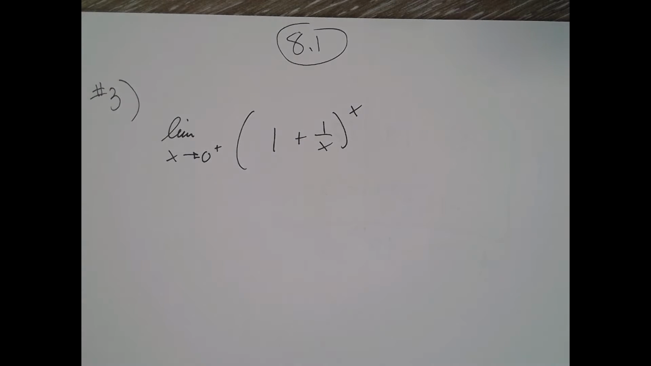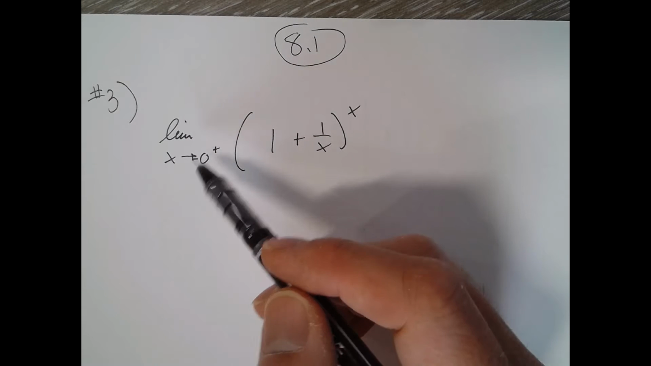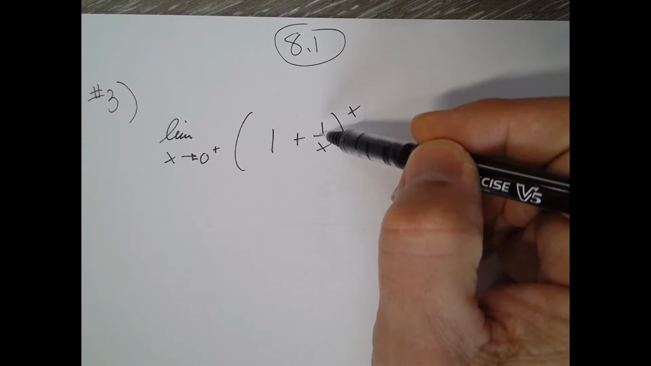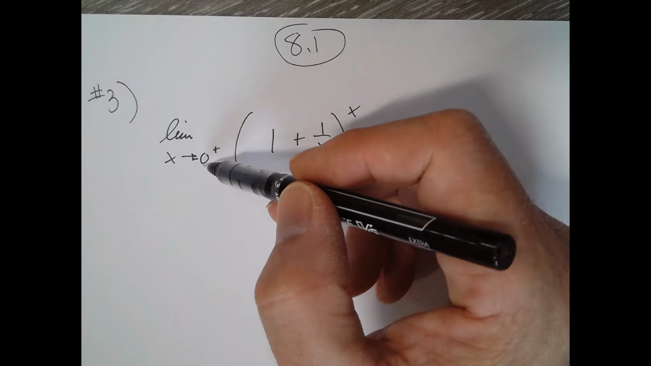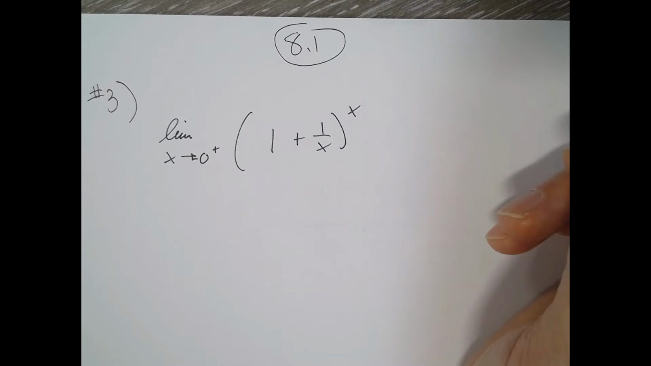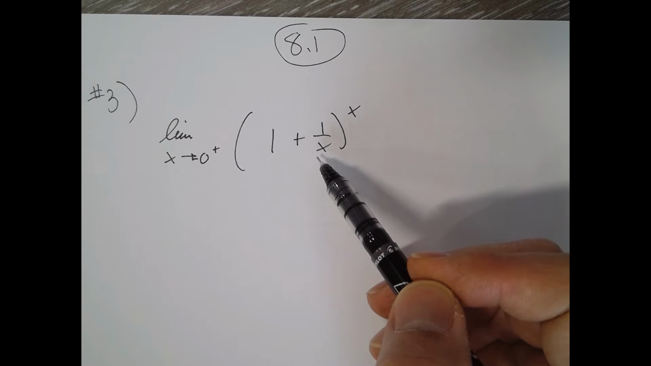8.1, number 3. Find the limit as x goes to 0 from the right. So it's a one-sided limit. How does that impact it? It may or may not impact it, but if I had 1 over x here and plugged in 0 from the right, that's the same as like 0.00001. 1 over 0.00001 is infinity, as x gets closer and closer to 0.